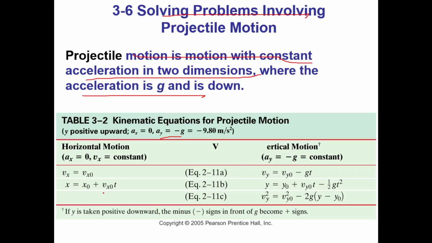x is equal to x0 plus vx0 t, and for the vertical motion, ay is equal to negative 9.80 meters per second squared, which is constant gravity. vy is equal to vy0 minus gt, y is equal to y0 plus vy0 t minus 1/2 g t squared. vy squared is equal to vy0 squared minus 2g times y minus y0.